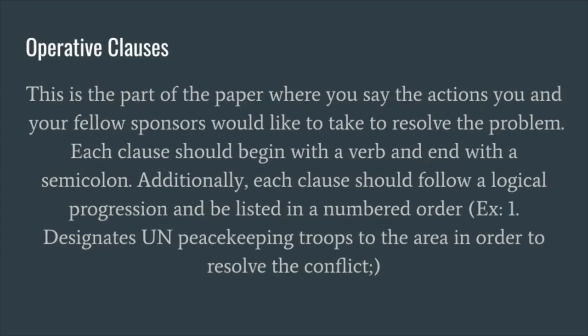Conversely, operative clauses consist of a numbered list of direct actions you are taking to resolve the problem. Each operative clause should begin with a verb or action word and should end with a semicolon. An example of this would be Clause 1, designating UN peacekeeping troops to help resolve the conflict. While writing, please ensure you have a numbered list that follows a logical order.